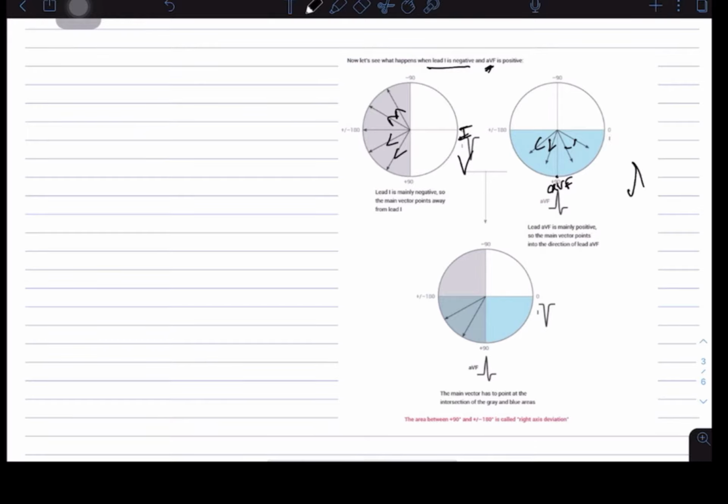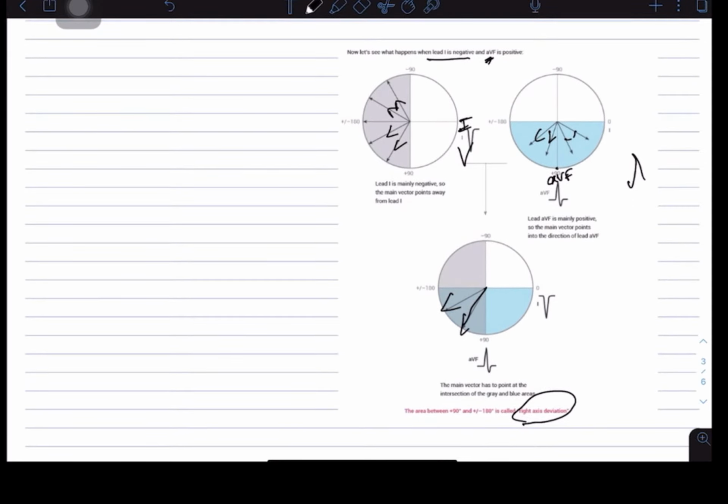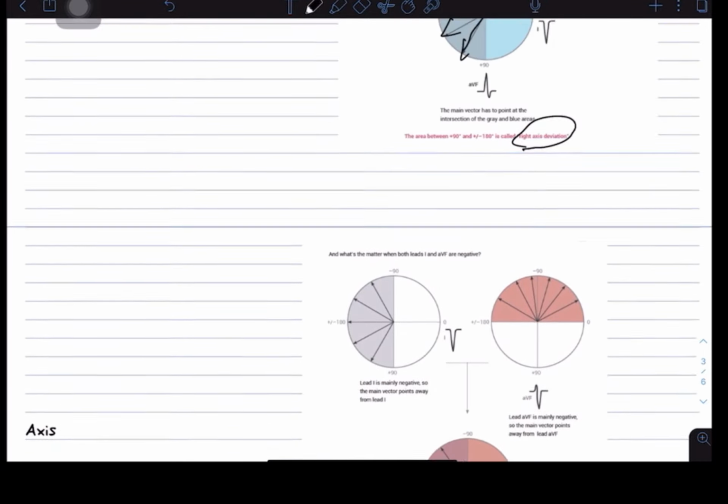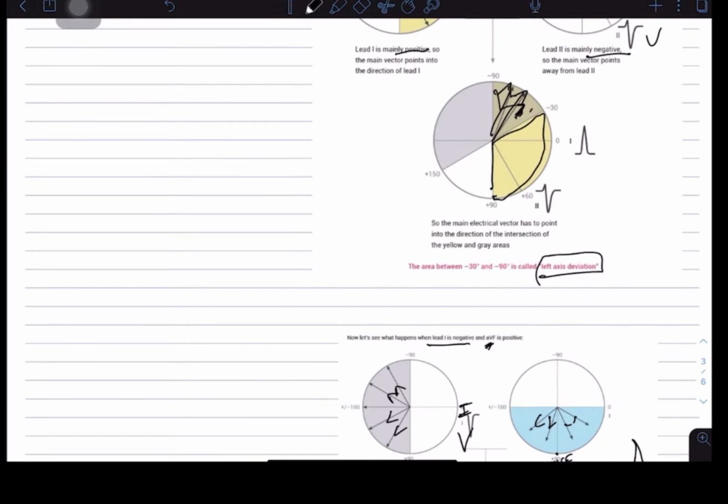And if we combine the vector between the lead 1 and AVF, we get a vector around till here in this direction. And in this direction, it's going to be a right axis deviation. Okay, so first of all, it's a rule, we check lead 1, and if lead 1 is positive we check lead 2, and if lead 1 is negative we directly go to lead AVF.